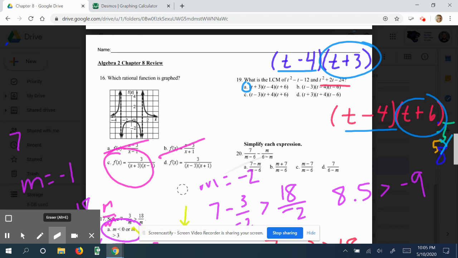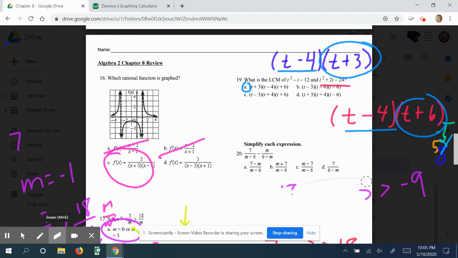Alrighty, last problem, number 20. It says to simplify our expression. Now you'll notice when we're simplifying, this is a subtraction problem, so we know we have to have a common denominator. Now you notice the denominators look really close. The only difference is that one is m minus 6 and the other is 6 minus m. So to get rid of the difference in their order, and we know subtraction is not commutative, what we can do is multiply the bottom here by negative 1 and negative 1, okay?